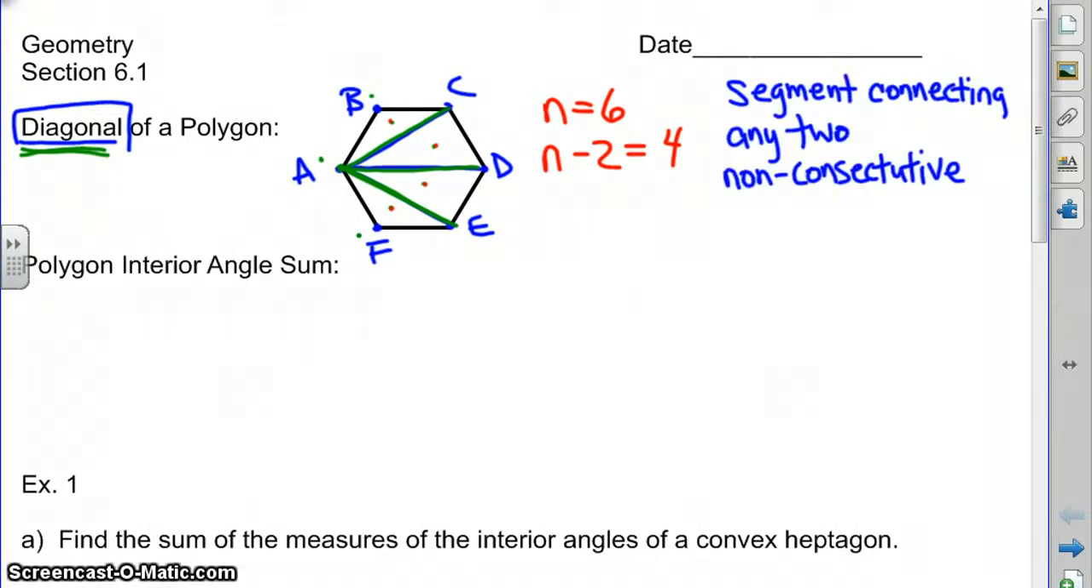If I could use some words to define it, I would say that a diagonal is a segment connecting any two non-consecutive vertices.